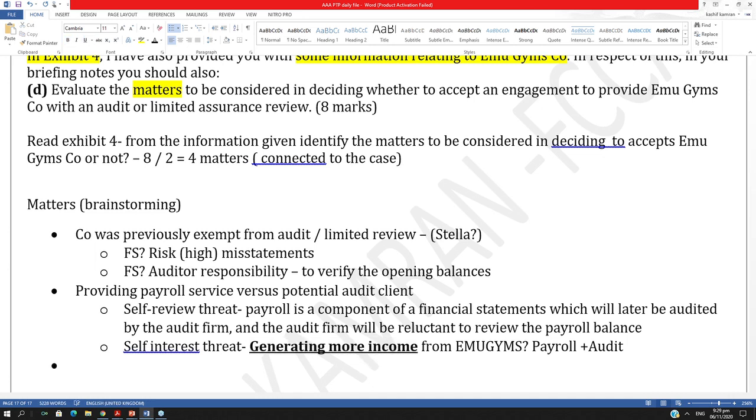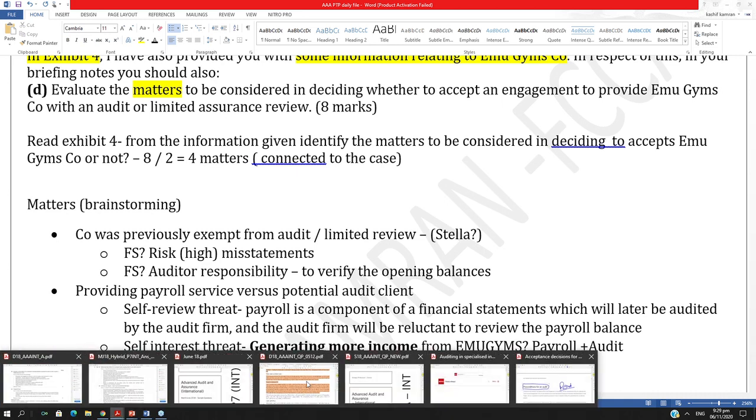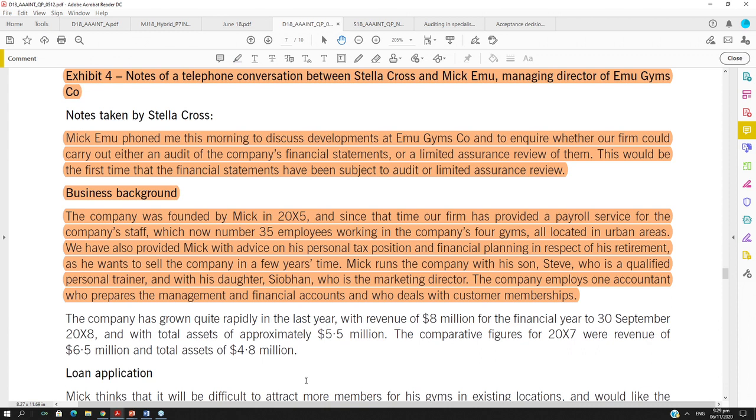Okay, now you move down and you come to the next point. Again to the case study. Okay, we also provided Mick with advice on the personal tax position and financial planning for his retirement. Now, code of conduct is very clear. The code of conduct says you can provide services for the personal tax computation. Is it the company's tax position, or is it the personal tax position of the owner?